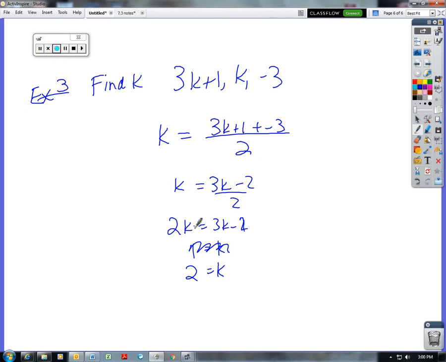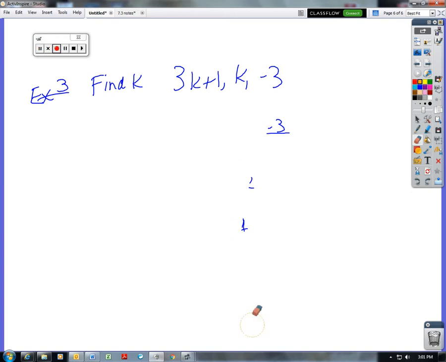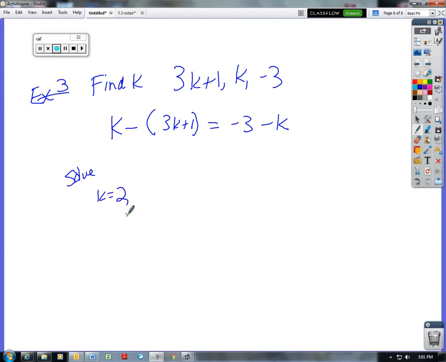And then you can check it by plugging it back in and making sure it gives you an arithmetic sequence. So 2 times 3 is 6, 6 plus 1 is 7, and then 2, and then -3, and these are going down by 5s. So that works. There is another way you might have done this, and that would be to note that if you take any two terms and subtract them, you're going to get the common difference d, and that's going to be the same every time you subtract. So you could have said k minus 3k plus 1. That common difference would be the same as -3 minus k. And then solve that. I'll leave that up to you, and you will see that you also get k equals 2.